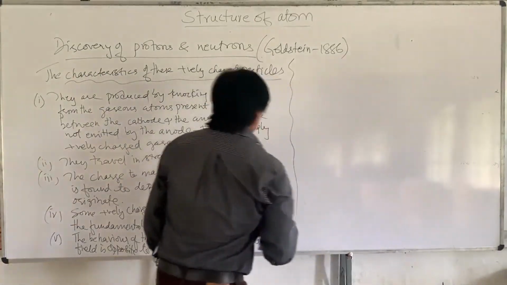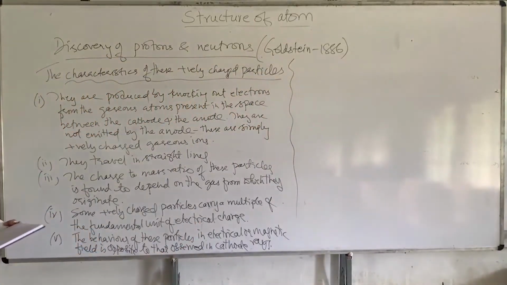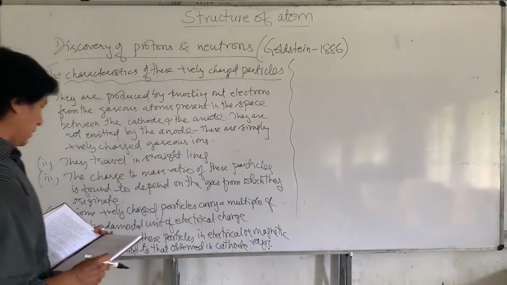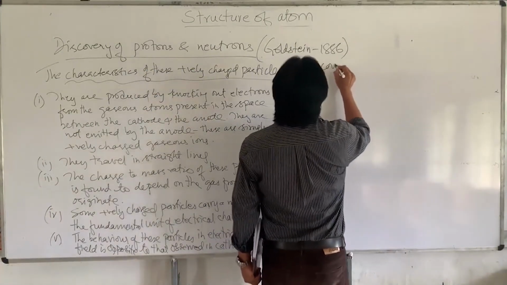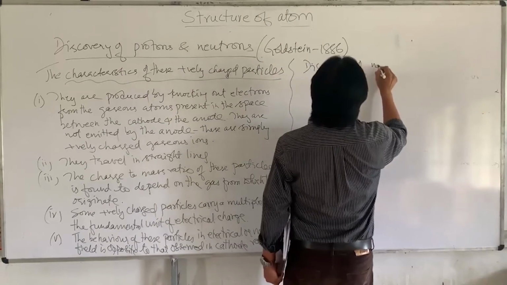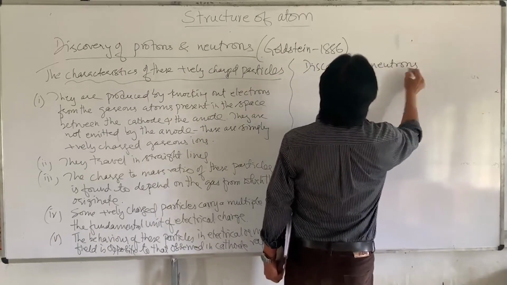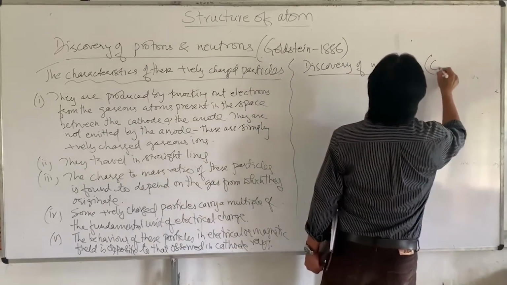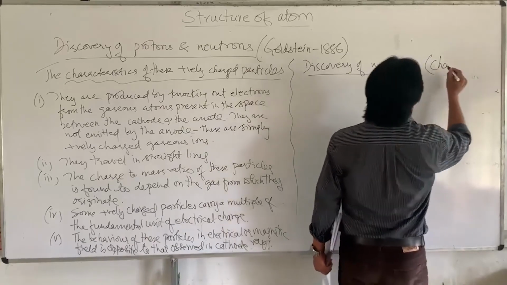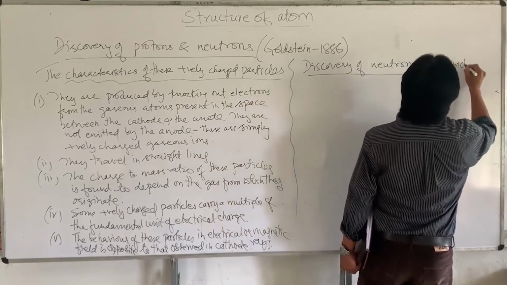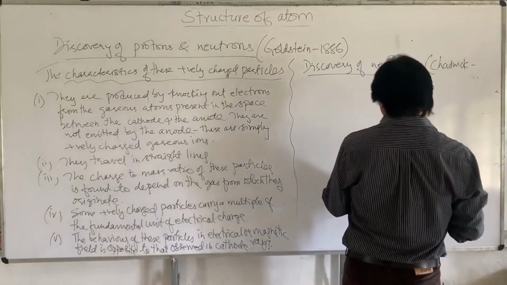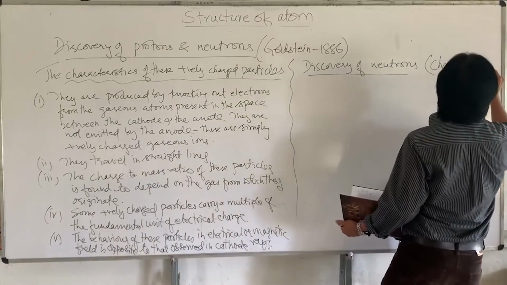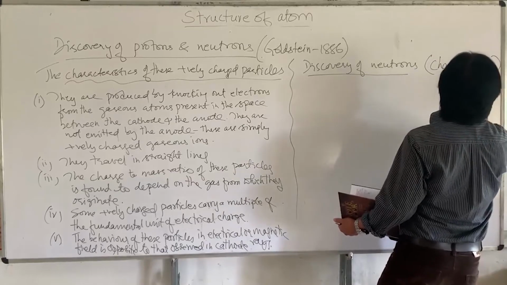Now the next thing we're going to take up is the discovery of neutrons. Neutrons were discovered by the scientist named Chadwick, and it was sometime back in 1932, to be precise.